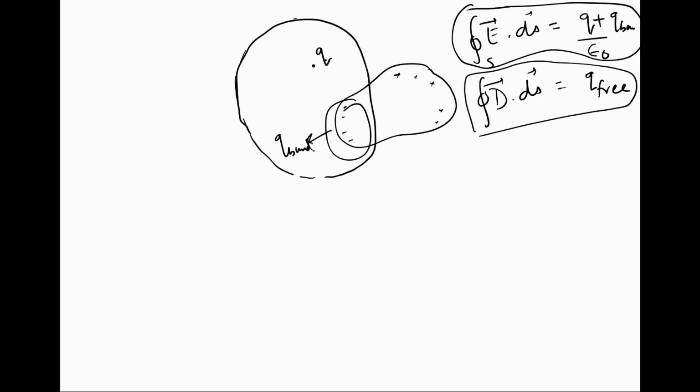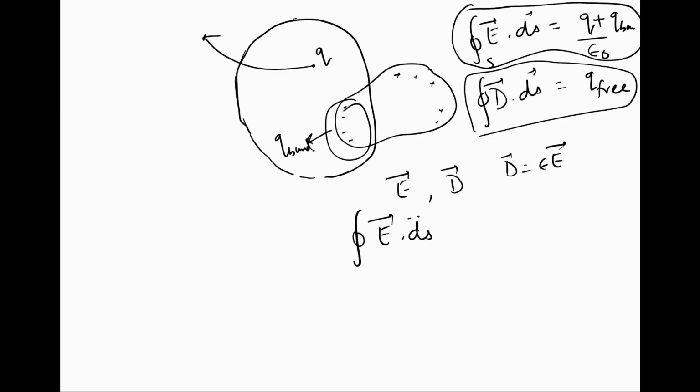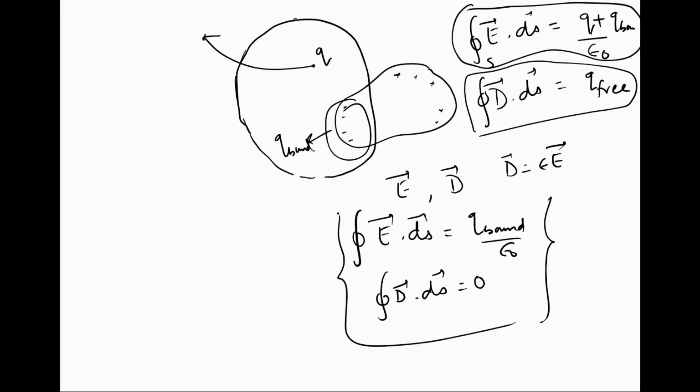Now, let us say I remove this charge. What will happen? The value of E will change as well as D will change, because D is equal to epsilon E. And now these integrals will just give Q bound over epsilon naught, and D dot dS will give 0. I hope now it is clear that although the flux of D gives us Q free and the flux of E gives us Q free plus Q bound, their values depend on both kinds of charges. This is what we should understand, and we should be pretty clear in our minds.